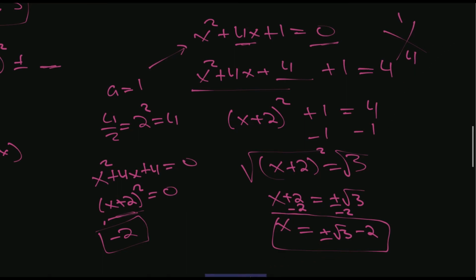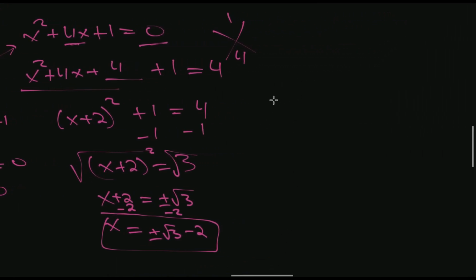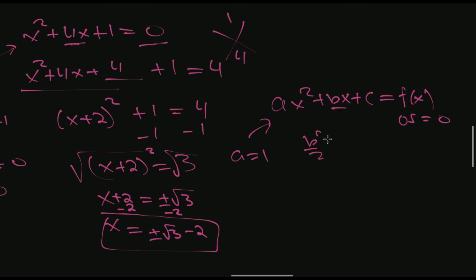Real quick to recap, your quadratic will be in the form of ax squared plus bx plus c is equal to f of x or equal to 0. You're going to make sure that your a is equal to 1, and if it is, you can complete the square. You're going to take your b, you're going to divide it by 2, and then you're going to square that. You're going to add it in, but then you have to add it into the other side or subtract it from this side to make sure that you haven't changed the problem.